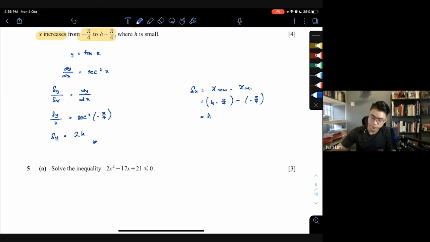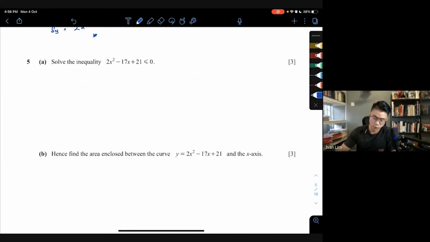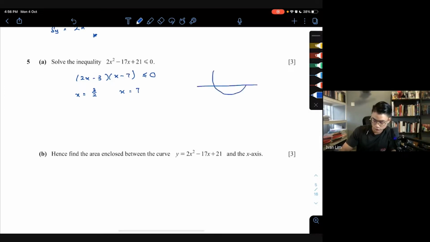Okay, next one. Solve the inequality 2x squared minus 17x plus 21 less than or equal to 0. So, factorize it first. This is an inequality question. So you get 2x minus 3, x minus 7, less than or equal to 0. You'll get the roots, x equals 3 over 2 and x equals 7. Draw this out so you know where the range of values is. Less than 0, therefore it'll be here. 3 over 2, 7. So how to write in between? Like this: 3 over 2 and 7.